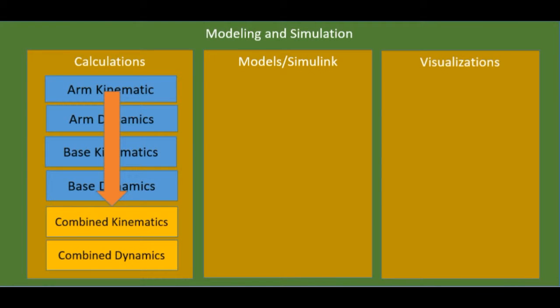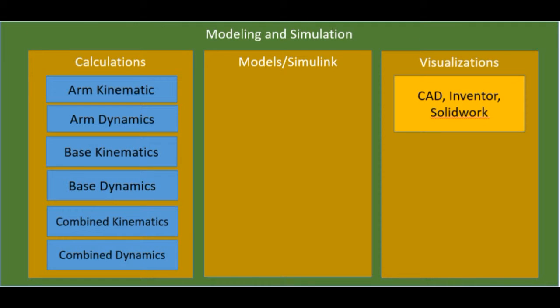From our class, we learned that we could take these arm kinematics and base kinematics and combine them into combined kinematics and combined dynamics for the manipulator arm sitting on top of the base, so a mobile manipulator. On the other side of the calculations, we started out with CAD drawings and SolidWorks drawings of the 2 arms that we had selected as manipulators, as well as a CAD of the Create base.